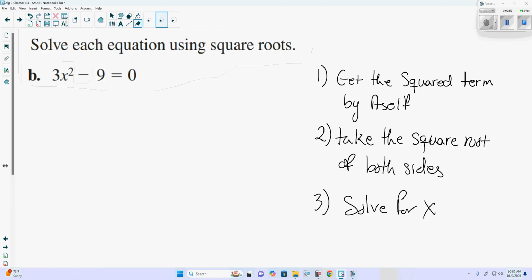And these are our 3 steps. First step is to get the squared term by itself. Second step is take the square root of both sides. And the third step is solve for x. So really solve for the variable, whatever the variable is. Now, with these here, the main way that we know that it works is we don't have an x term, an x to the first power term, that doesn't have a square somewhere with it, either being applied directly to it or inside a set of parentheses being squared.